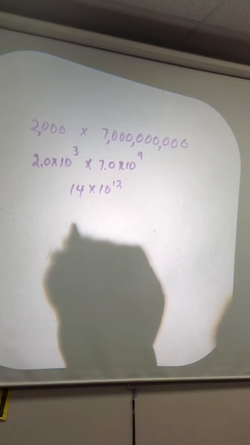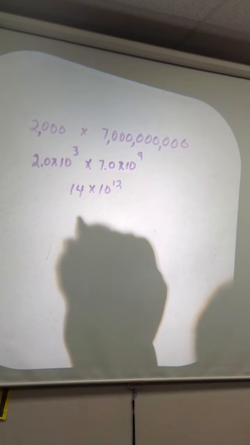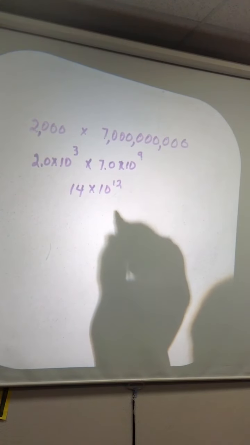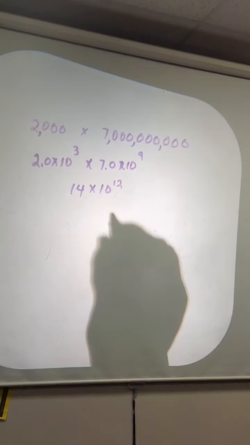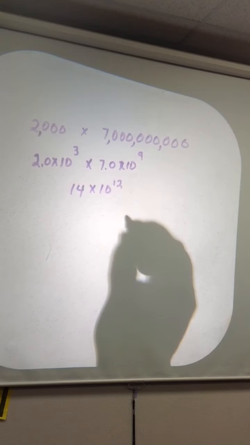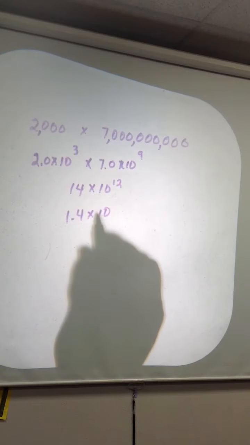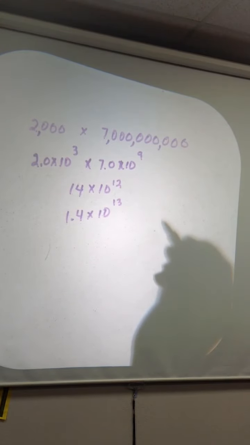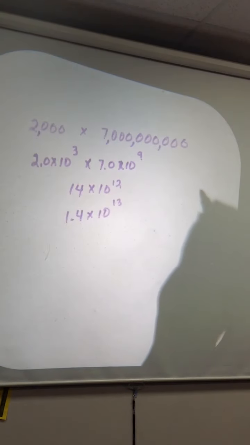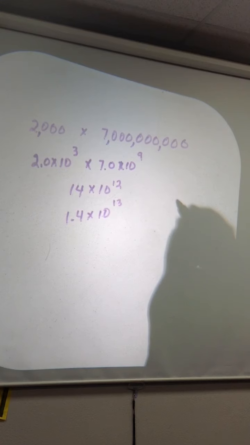What's wrong with it? Justin, what's wrong with it? It's not in scientific notation. So in order to get it in scientific notation, what do we have to do? We have to make it 1.4 times 10 to the what? 13th power. This is how you multiply numbers that are in scientific notation. So this is what you would want right here. And you certainly don't want to write out all those zeros.